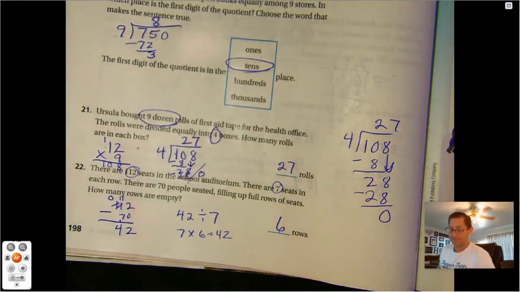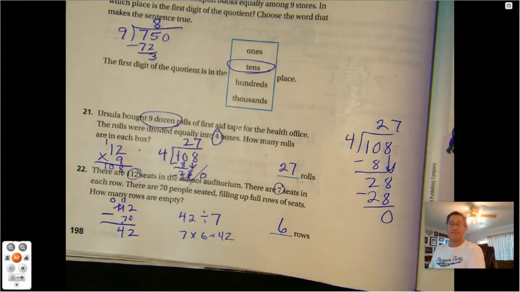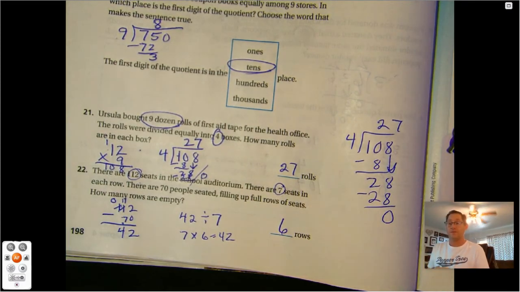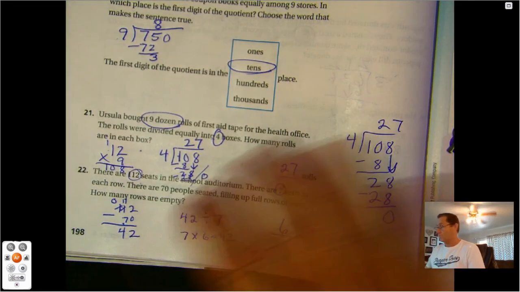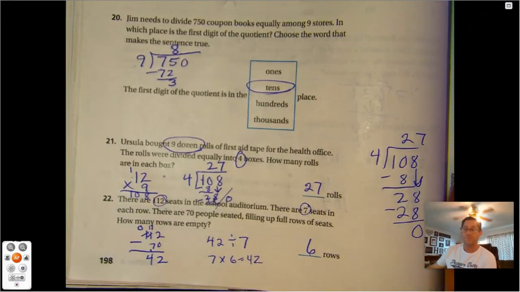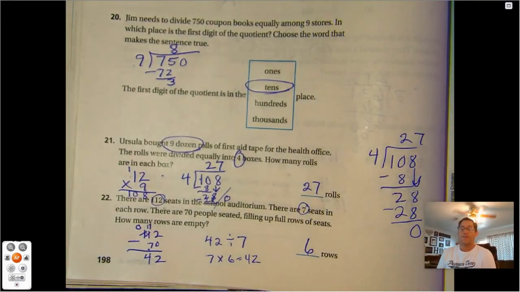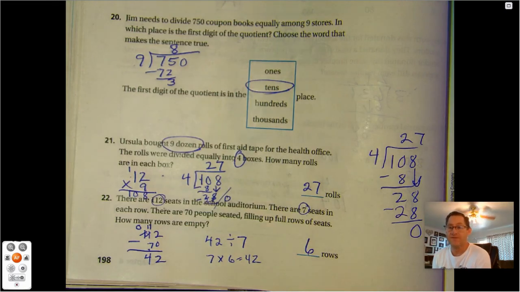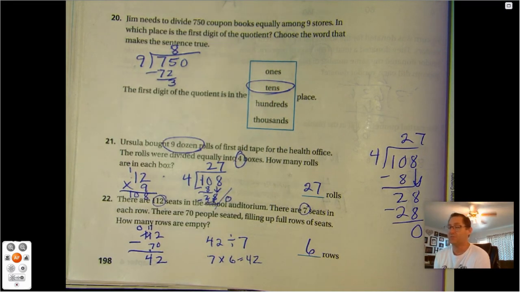Guys, that's it for chapter 4. So, practice these skills. Use your basic math facts. Repeatedly subtract if you need to. Break the numbers into smaller parts if you need to. You can do this.